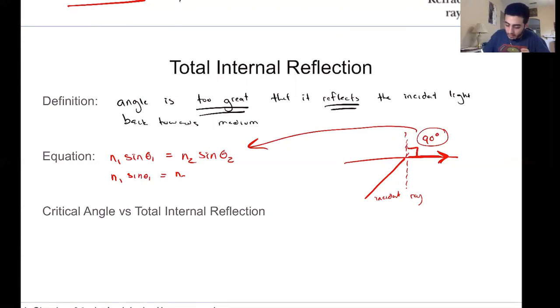Okay, so this angle happens when theta, we'll call this the critical angle, because this is the breaking point between refraction and total internal reflection. So theta c equals n2 over n1, but we need to get rid of this sine, so we'll do the sine inverse of n2 over n1.